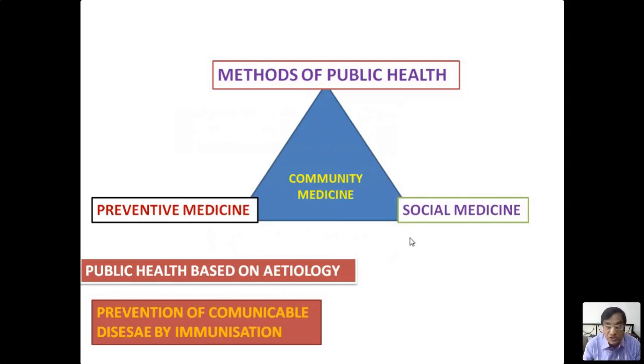Because after our generation, all of today's children are immunized by different types of vaccines against different types of epidemic disease. Therefore, we do not see so many epidemic diseases in my child. In my childhood, I observed measles, whooping cough, and so many diseases, but they are not troubling now. That thing we should have considered.